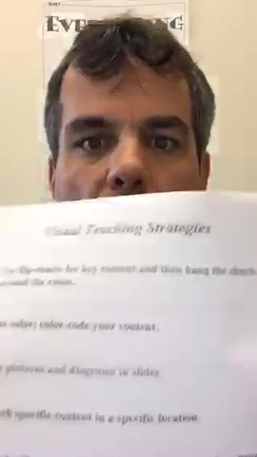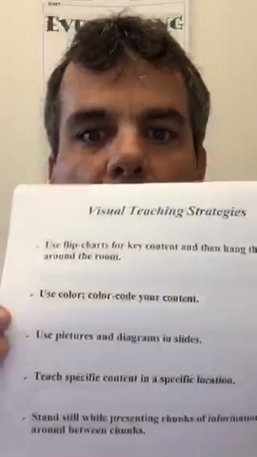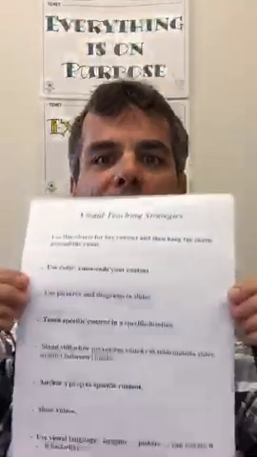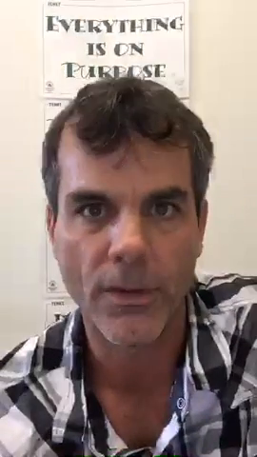Second visual strategy is use color. Color code your content. Unfortunately, I printed this out on a black and white printer, but I did spend some time making sure that this was colorful. Our visual cortex, the part of our brain that processes visual information, uses about half of our brain's resources. So if we want our information to stick, the more visual components we can add, the better. Use color, never just one color. If you're doing flip charts, use at least 2 or 3 colors.